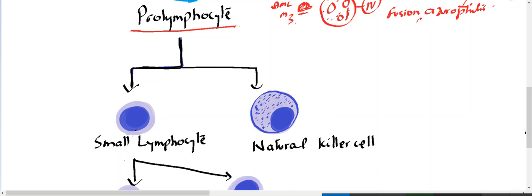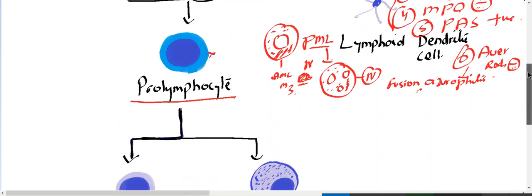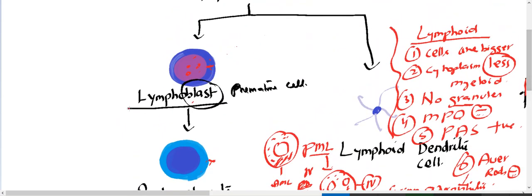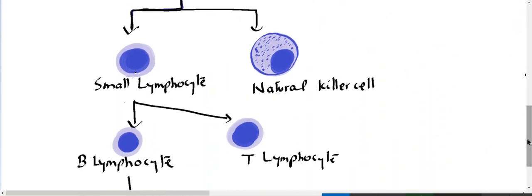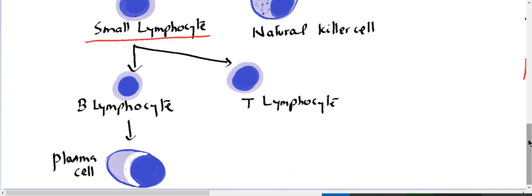Okay, and then they form the, I'm sorry, I said the myeloblast, guys. I wanted to say lymphoblast, which will form the pro-lymphocyte and ultimately form the small lymphocyte. So the small lymphocyte, as the name suggests, is small and the cytoplasm is very little. So they will form the B lymphocytes and they also form the T lymphocytes.